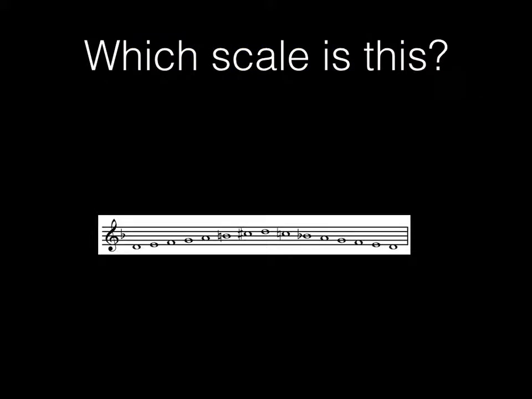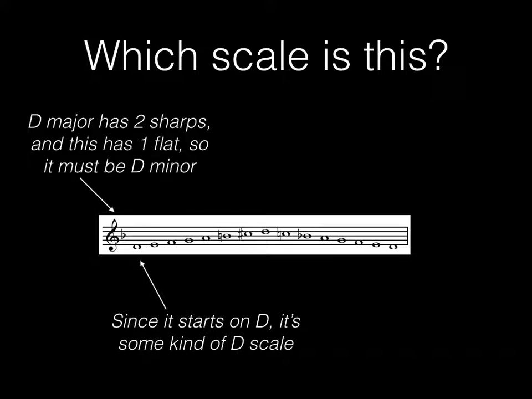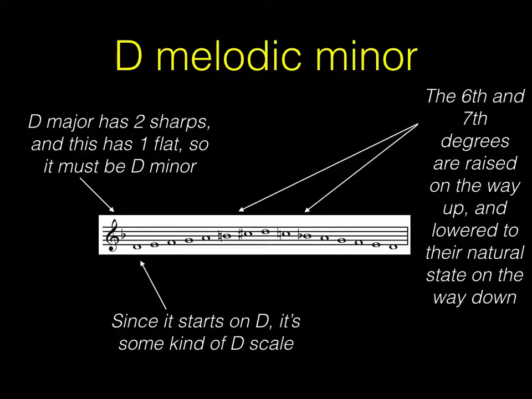What scale is this? Well, since it starts on D, it's got to be some kind of D scale. D major has 2 sharps, and this has 1 flat, so it must be D minor. But the 6th and 7th degrees are raised on the way up, and then lowered to their natural state on the way down. And that means that this must be D melodic minor.